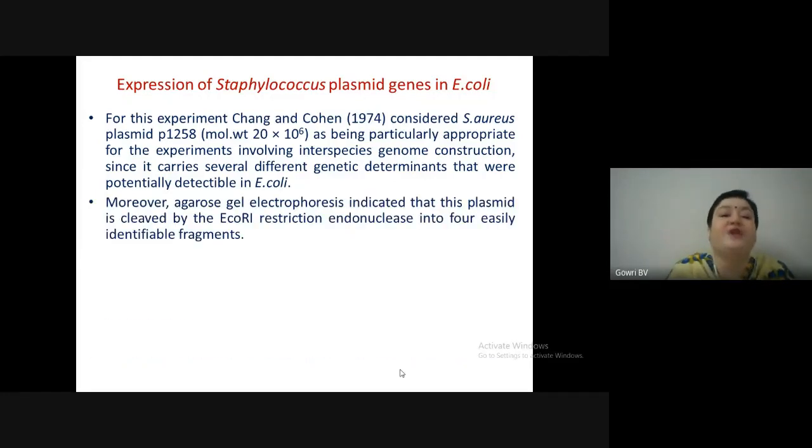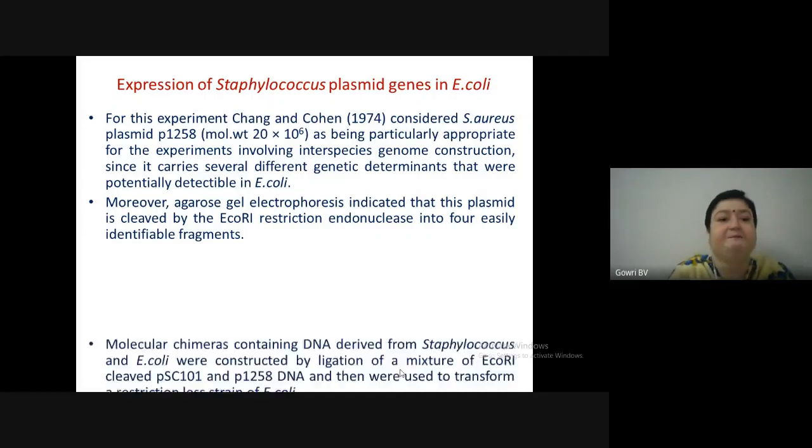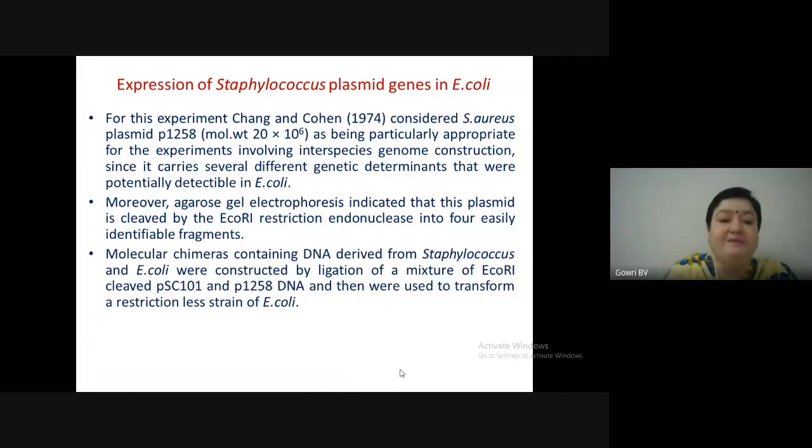Moreover, agarose gel electrophoresis indicated that this plasmid is cleaved by the EcoR1 restriction endonuclease into 4 easily identifiable fragments. Molecular chimeras containing DNA derived from Staphylococcus and Escherichia coli were constructed by ligating a mixture of EcoR1 cleaved pSC101 and P1258 DNA, and then were used to transform a restriction-less strain of Escherichia coli.